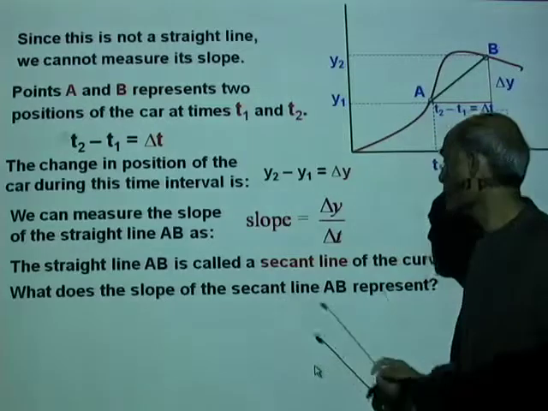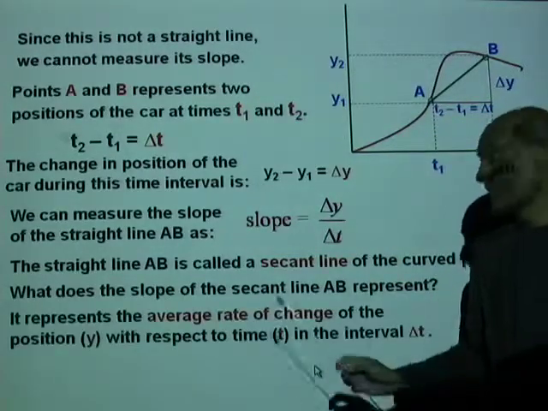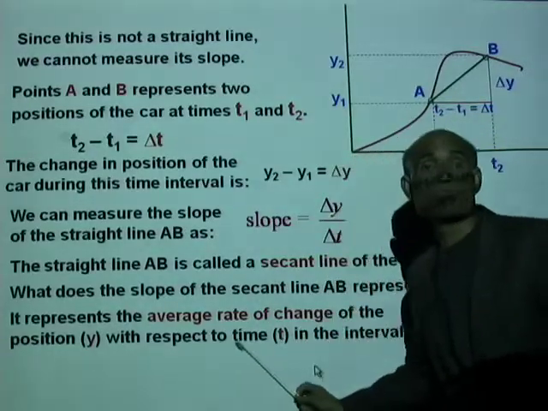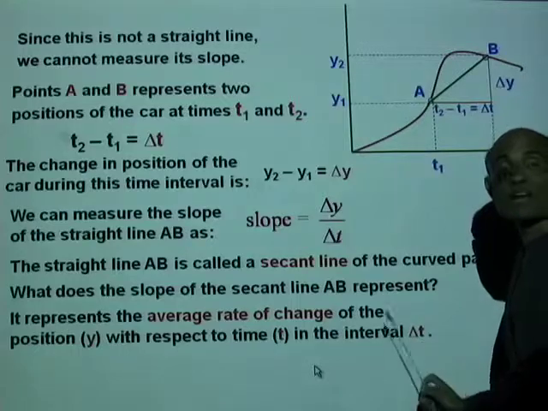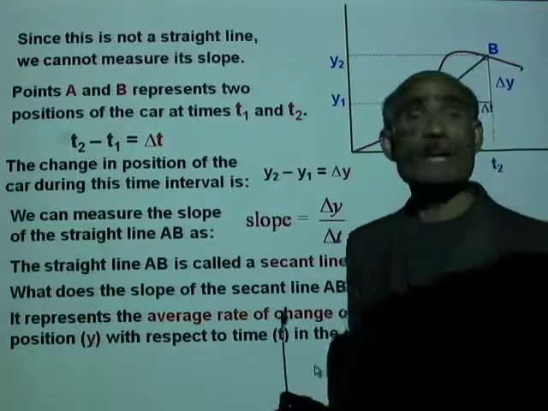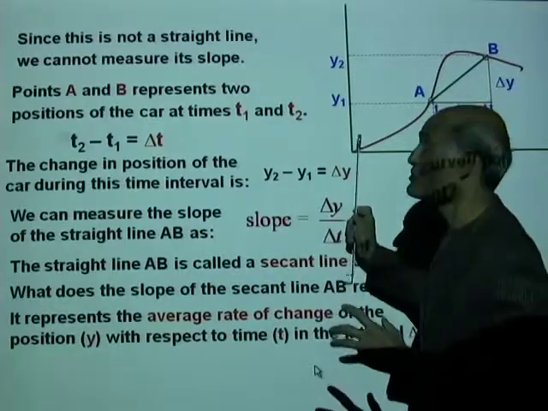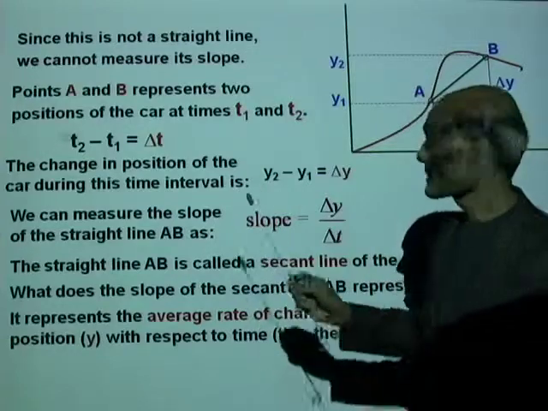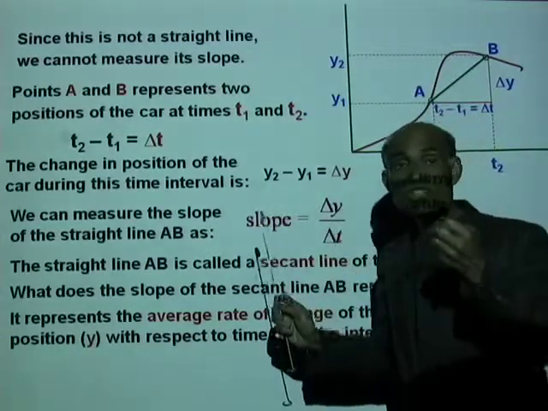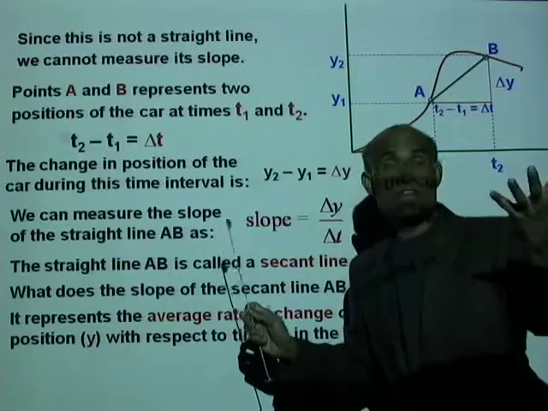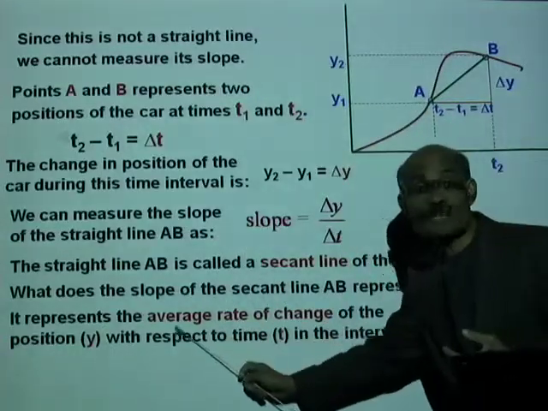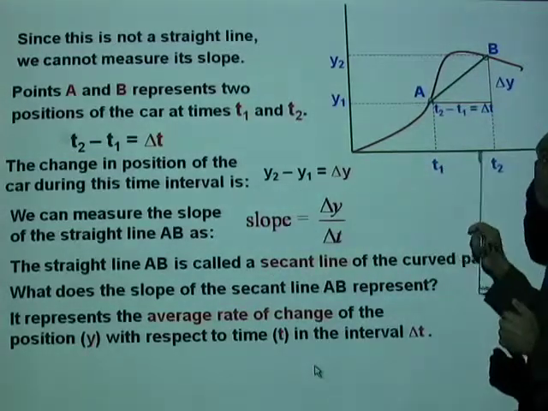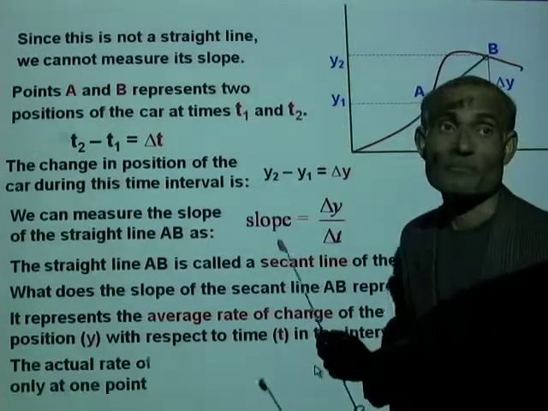So what does the slope of the secant line AB represent? It represents an average change of the position y with respect to t in that time interval delta t. That means in a situation like this where the change is not a constant, delta y by delta t does not give you the rate of change, but we can say it represents an average rate of change during this time interval, the average during that time interval.